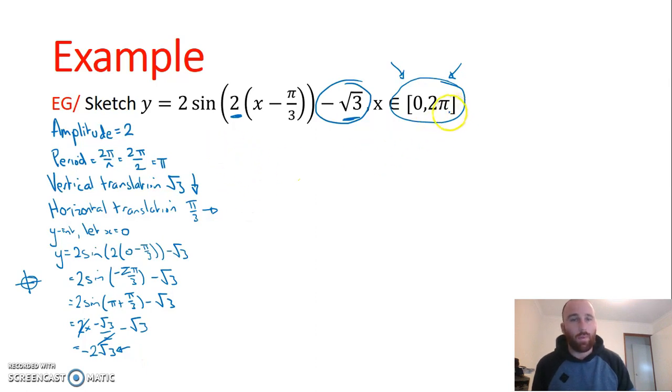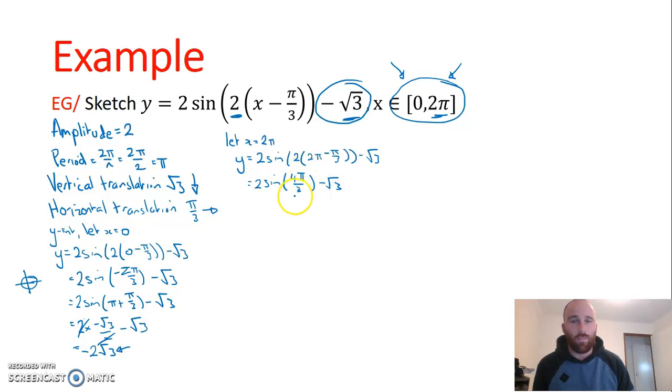Now I'm going to find my value at 2 pi. So I'm going to let x equal 2 pi. So y equals 2 sine of 2 bracket 2 pi minus pi on 3, minus square root 3. It's a bit to go. I'm going to simplify. Apologise for the dogs. 2 pi minus pi on 3 is 2 pi on 3 times 2, so that becomes 4 pi on 3, minus square root 3.